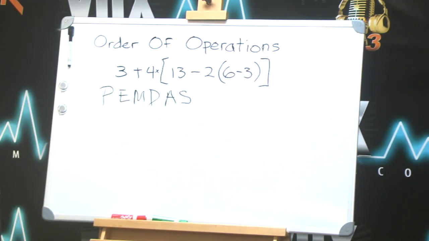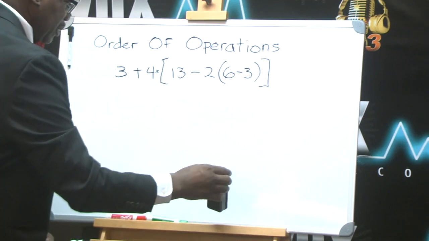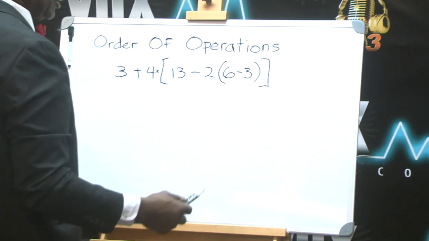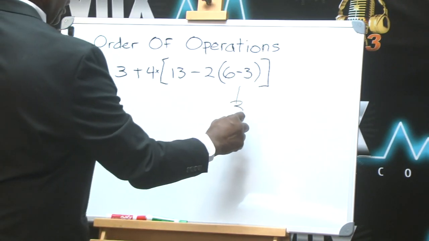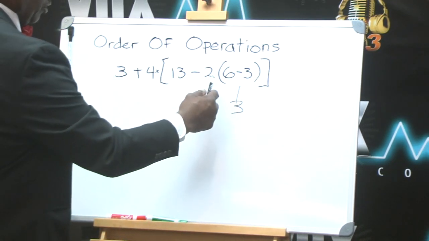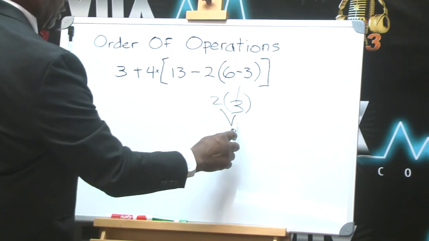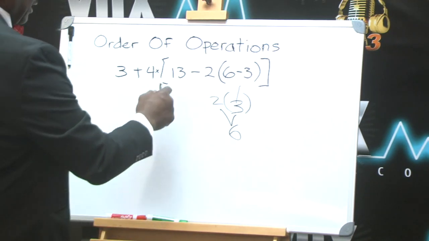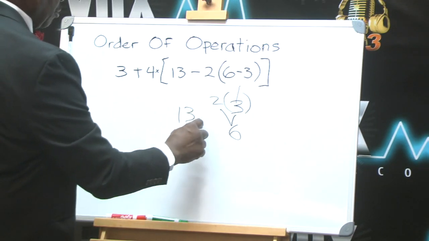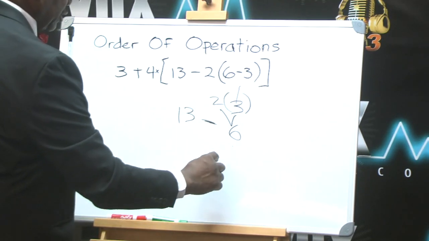Okay? So, with that, we're going to go inside the parentheses. Okay? 6 minus 3. We're going to take care of this right here. That's 3. Okay? Also, within this, that 3, we're going to multiply by 2. So we got 6. Now, inside the brackets, we've got 13 minus 6. So right here and now, 13 minus 6 is 7.